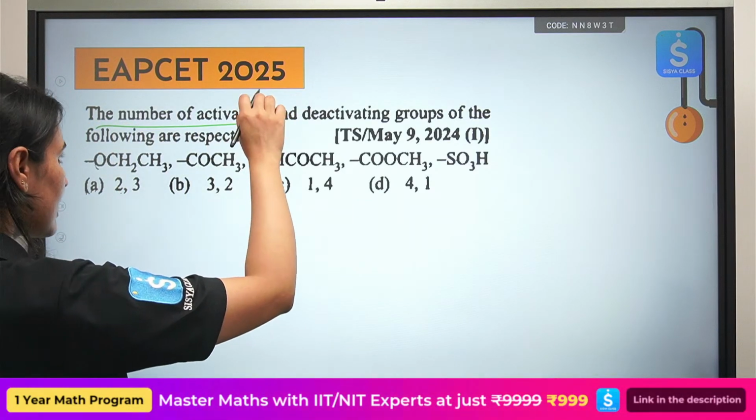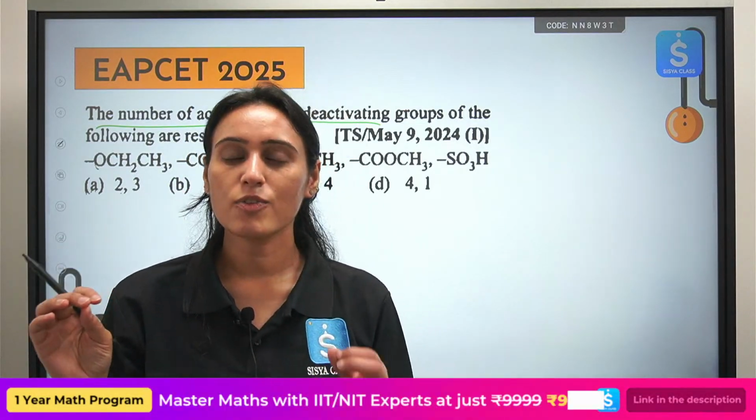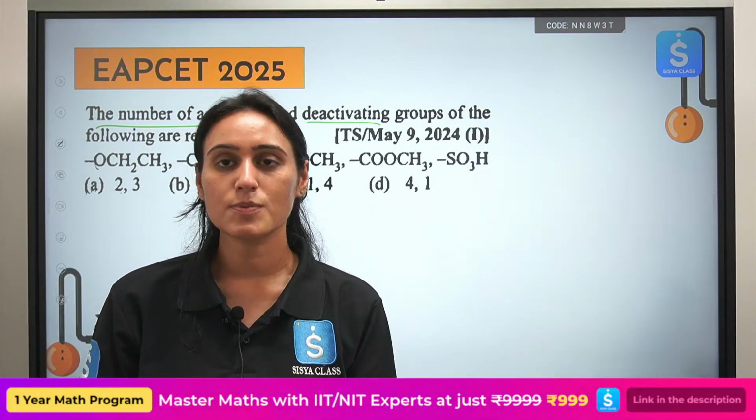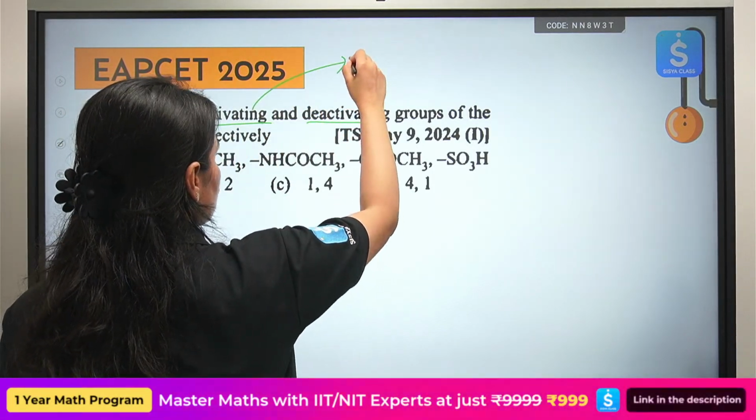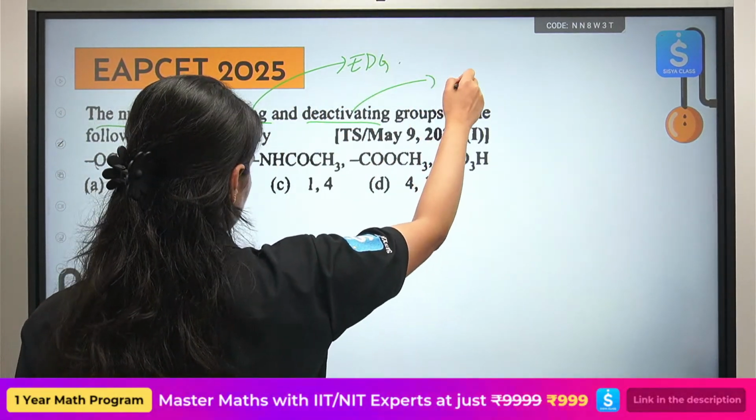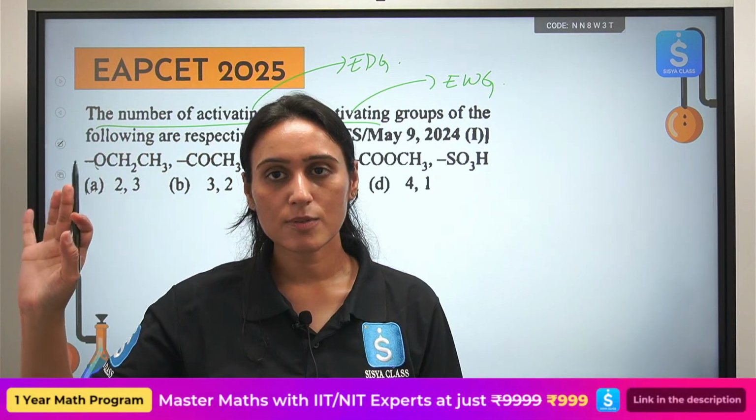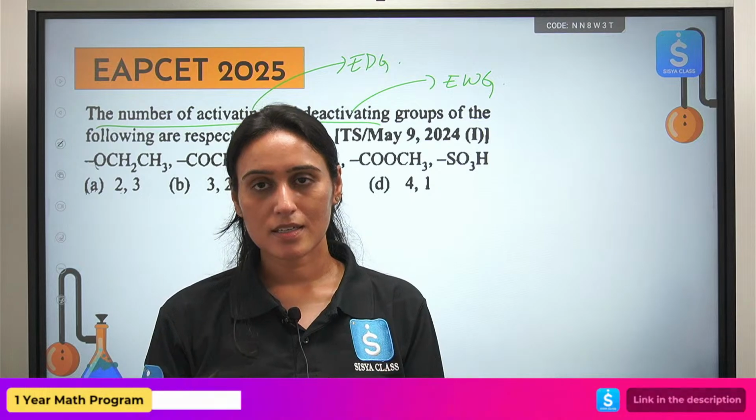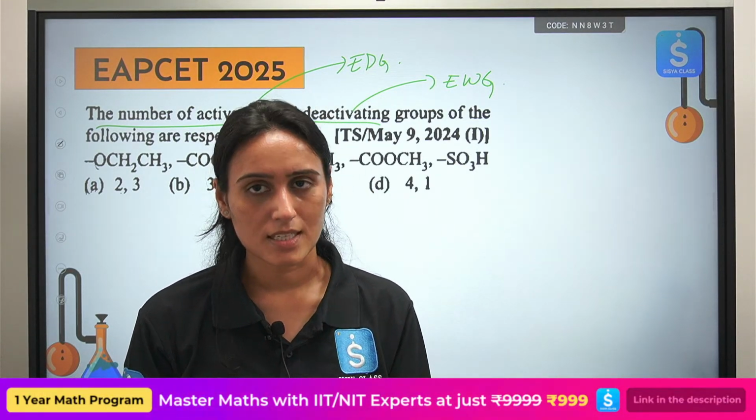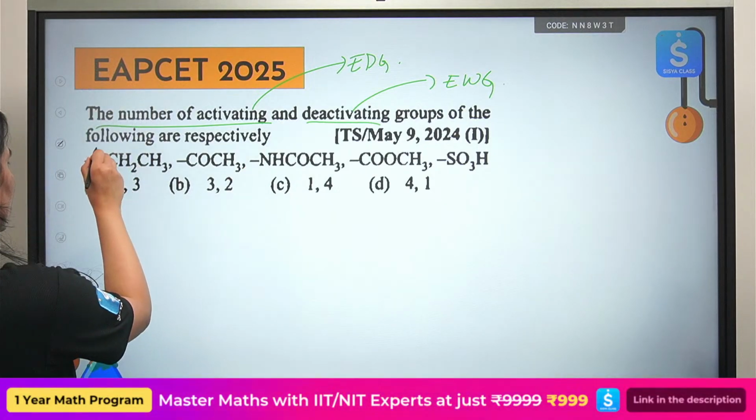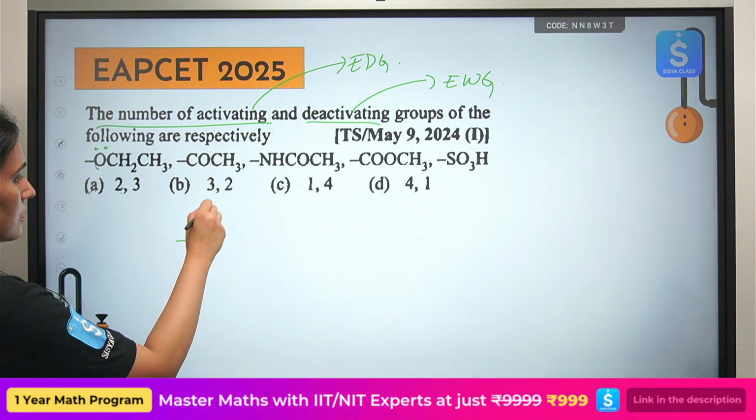The number of activating and deactivating groups: again, we understand the background. How do we know activating groups? Activating groups are electron donating groups. Deactivating groups are electron withdrawing groups. So activating groups, electron donating groups, must have a lone pair of electrons or some kind of extra charge density. Okay, so please see. Do we see a lone pair of electrons? Yes. In this case, a multiple bond.